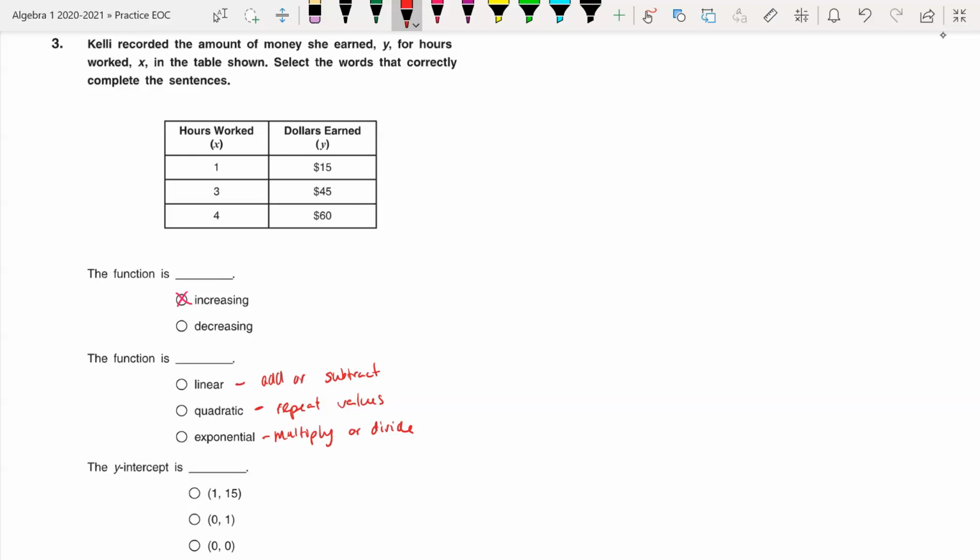So in this case, you notice I'm going up every single time, and it looks like I'm adding. I know it skips 2, which means I add 30, and then I add 15. So I divide 30 by 2, I get 15, which means it's going to be linear because I'm adding by 15 every single time. And it says, all right, now what's the y-intercept? Well, I want this to be 0, which means I need to subtract 15, which means I would get 0. So 0, 0 is your y-intercept.